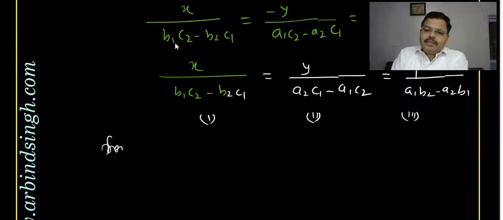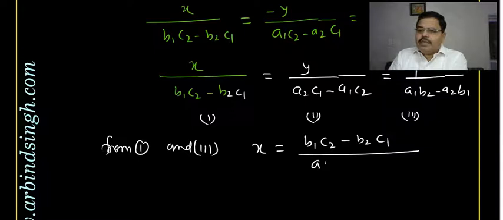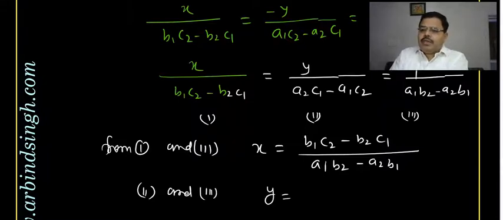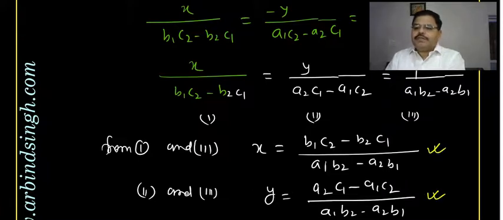From first and third, x is equal to what? This will multiply that side. So it would be b1 c2 minus b2 c1 whole divided by a1 b2 minus a2 b1. That will be x. And from second and third, the value of y can be calculated as a2 c1 minus a1 c2 upon a1 b2 minus a2 b1. So the values of x and y can be calculated by using these two, and that would be the answer.